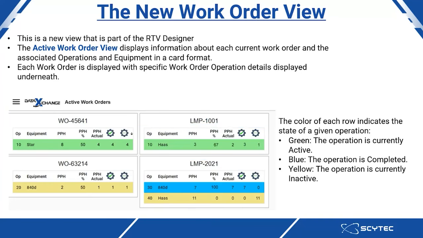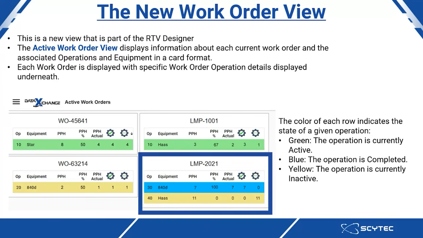And then underneath that, we have LMP 2021, which has the color blue, which indicates that the operation is completed. And you can see that with the parts per hour dictating 7 parts, and the parts per hour actual showing 7, it has fulfilled its parts per hour obligations.